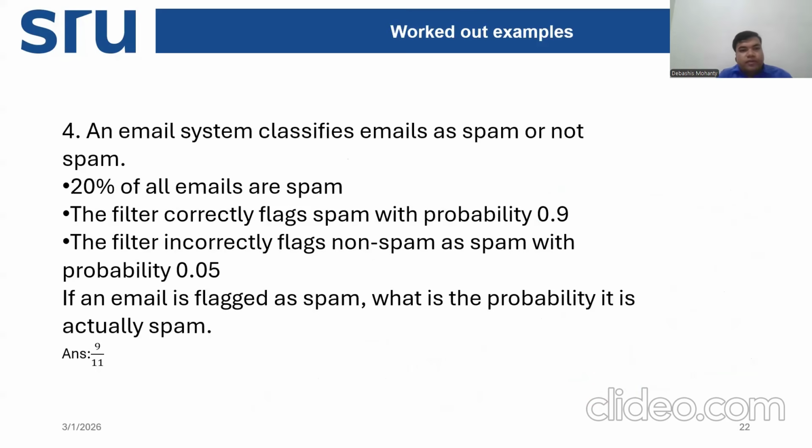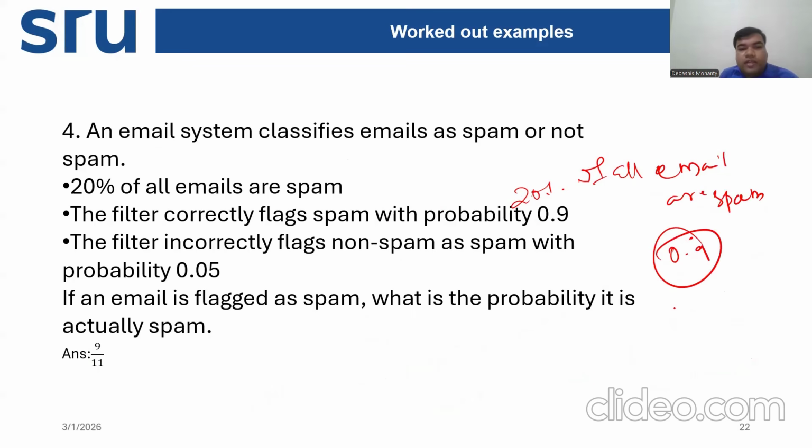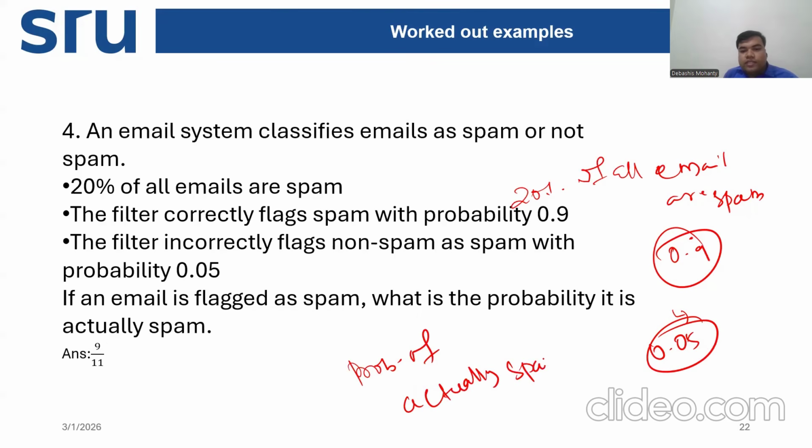Next exercise problem we need to see. An email system classifies emails as spam or not spam. 20% of all emails are spam. The filter correctly flags spam with a probability of 0.9, and the filter incorrectly flags non-spam with a probability of 0.05. So we need to calculate the probability of actual spam.